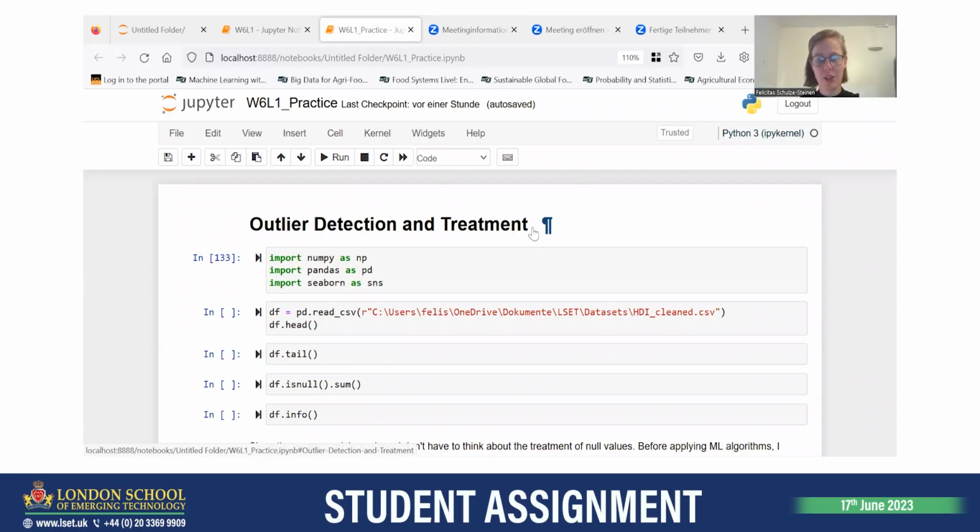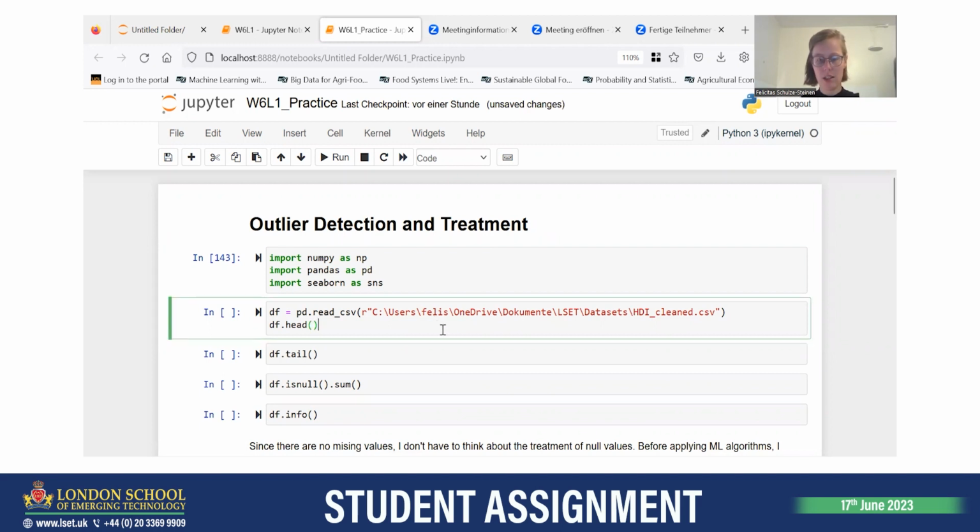Explore outlier detection and treatment. First we have to install the necessary libraries. Then we install as well the dataset that we work with. This is the HDI clean dataset, which is an already cleaned version of the Human Development Index downloaded from Kaggle.